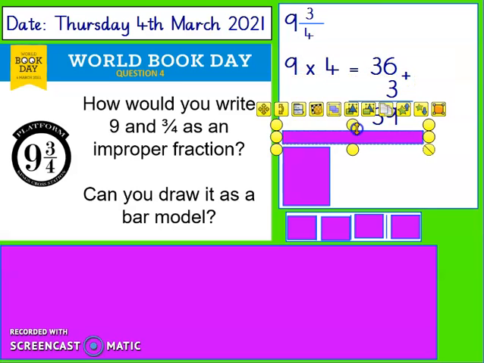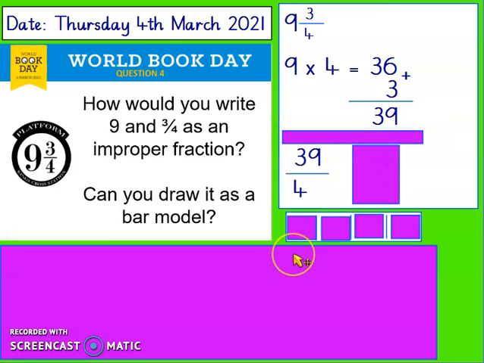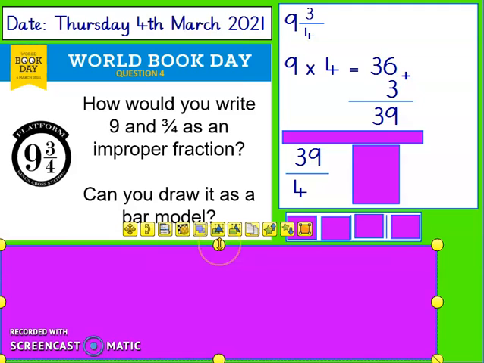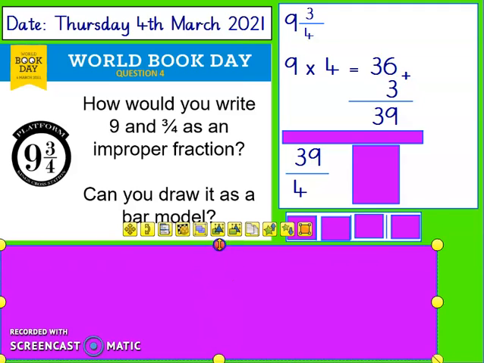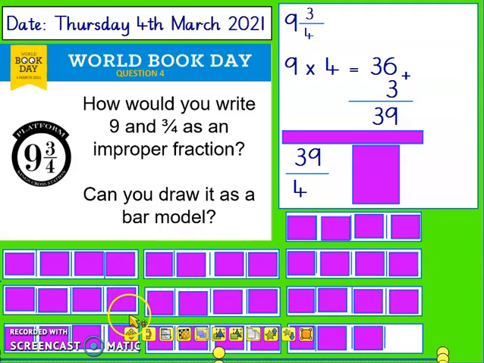So the answer is 39/4. Can you draw it as a bar model? Pause now, have a go, and then come back for the answer. So your bar model should have looked like this. You've got 1, 2, 3, 4, 5, 6, 7, 8, 9 whole ones, and then the last one has only got 3 shaded because it's only 3/4.